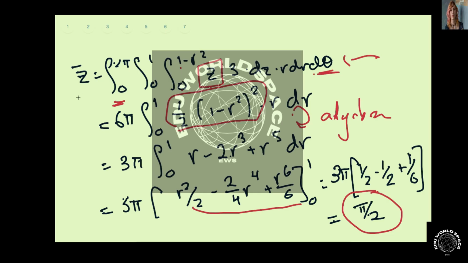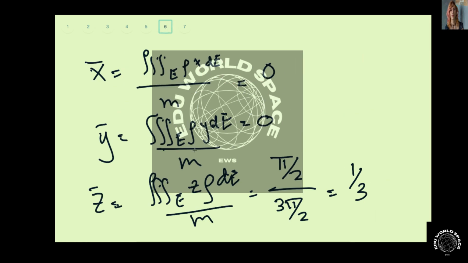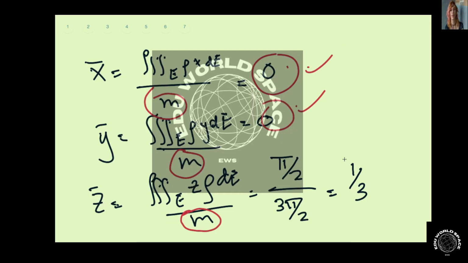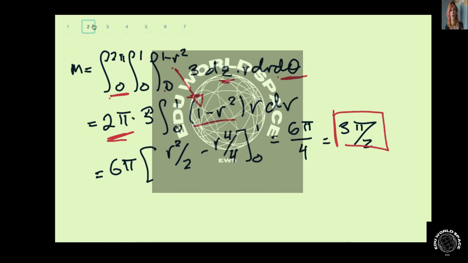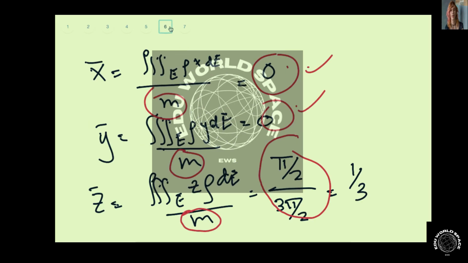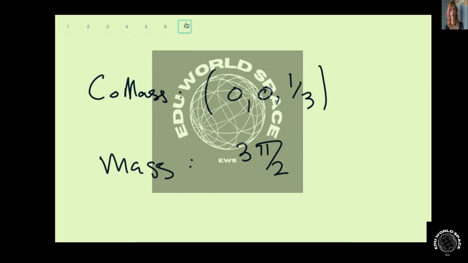Now this isn't the z-coordinate of the center of mass, because we still need to, very important, divide each one of these by m. So these first two are 0, so those are fine. And now we take what we found in this previous slide, in slide 5, which is pi over 2, and divide by our mass, which we figured out in slide 3, which is 3 pi over 2, to get 1/3. Now, summing this all together, we get these two. Right? This is x bar, y bar, z bar, and this is just m.